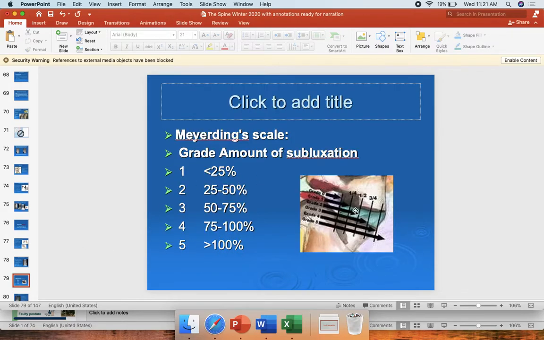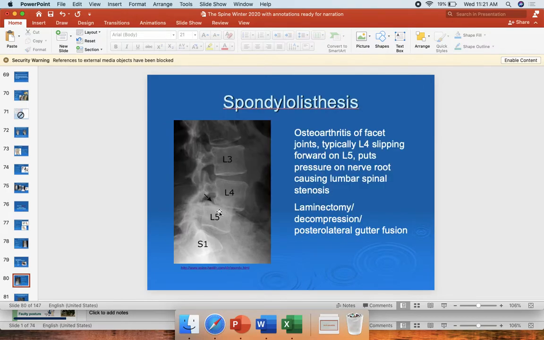This is another slide covering that grading scale. So let's go ahead and look at this one. You can see that there's some slipping here. Now I want you to think about your anatomy real fast. If you have a vertebrae that's slipping anterior to the ones below it, what are the side effects and the consequences that are likely to result as this happens, right?